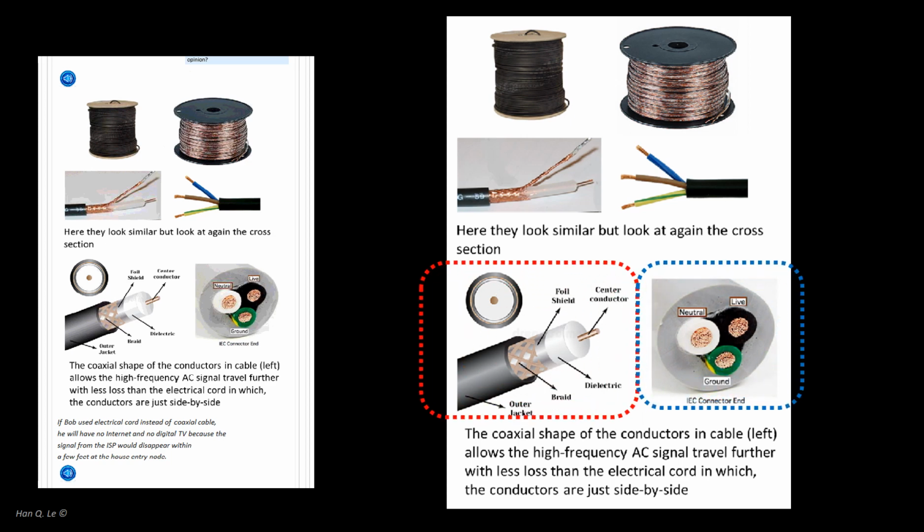At close-up, the geometrical configurations of the conductors are different for the two types of cables. The coaxial cable is called as such, because the conductors form a cylindrical geometry with the same axis. The conductors of the electrical cords are simply in parallel side by side.